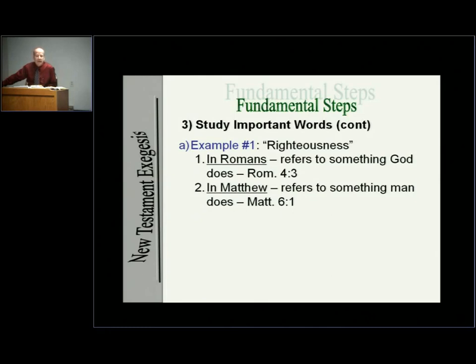Because typically, Bible writers do not change meanings from book to book. Typically. There are a few exceptions, but when Paul uses the word righteousness in Romans, he's generally meaning it one way.